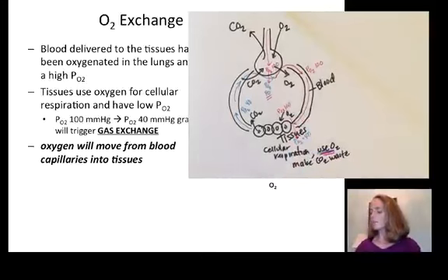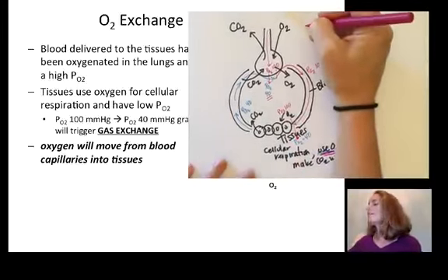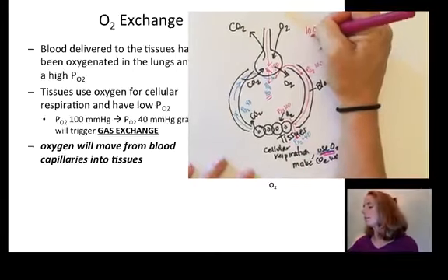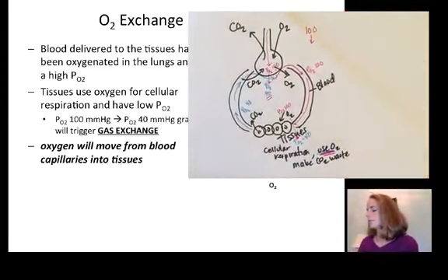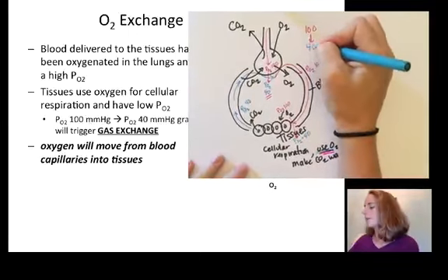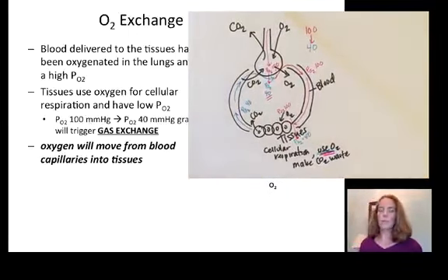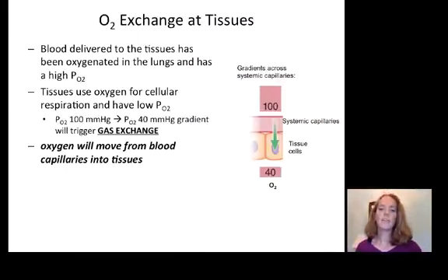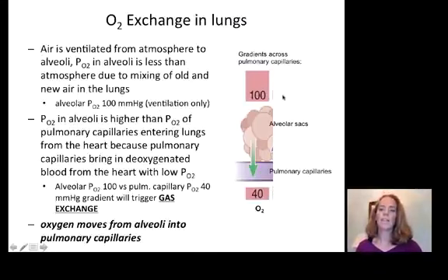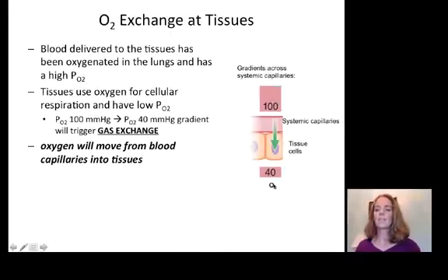So for oxygen, I want you guys to remember 100 and 40. Those are your two numbers for oxygen exchange. It's 100 to 40 at the lungs, from the air sacs to the pulmonary capillaries, and it's 100 to 40 at the body tissues, from the systemic capillaries to the body tissues.